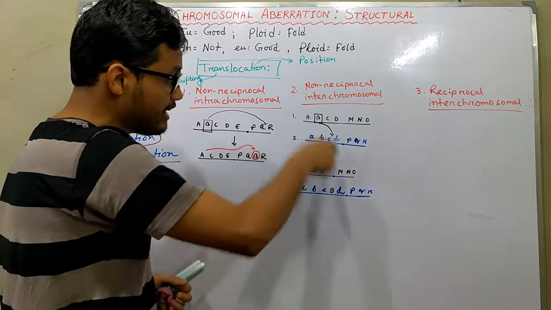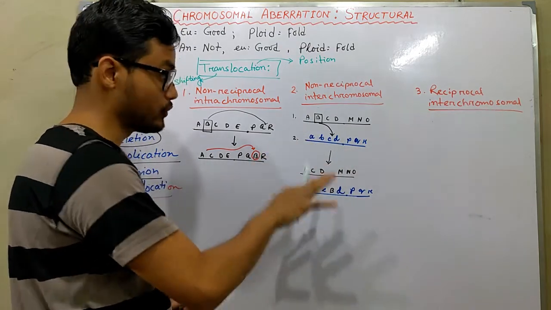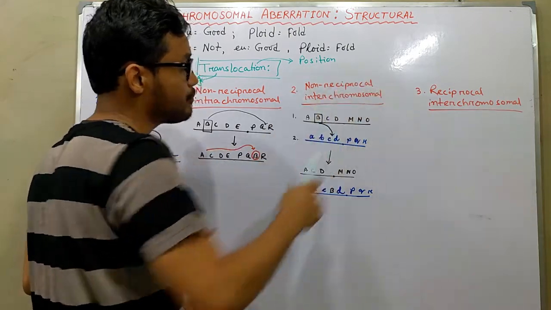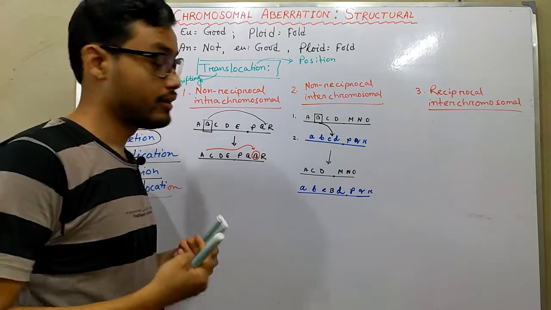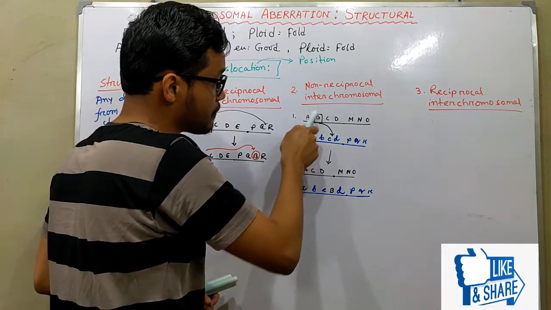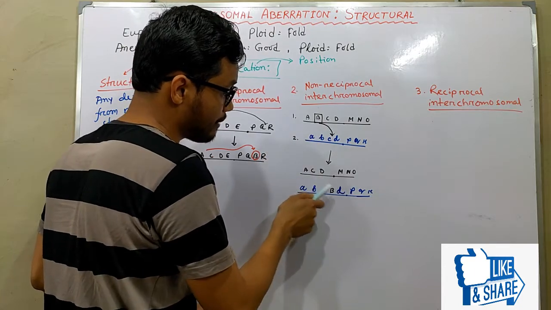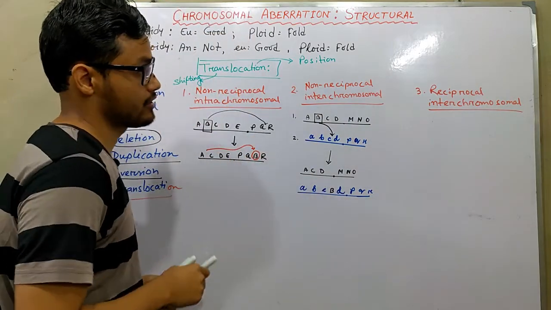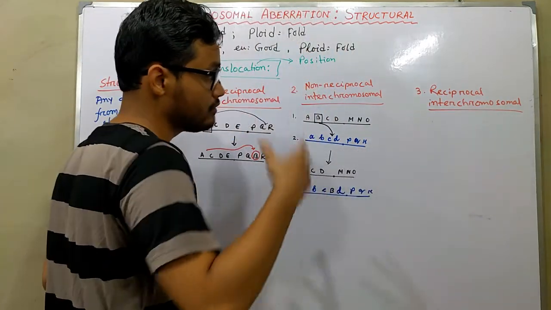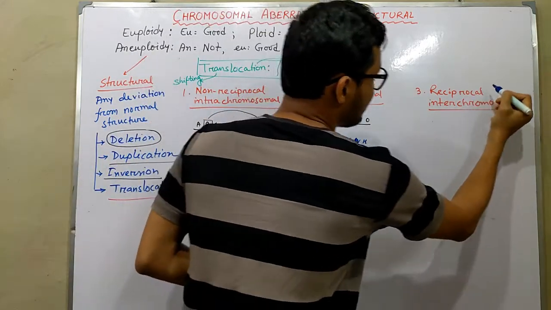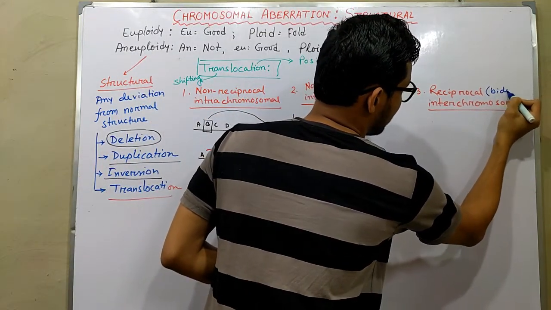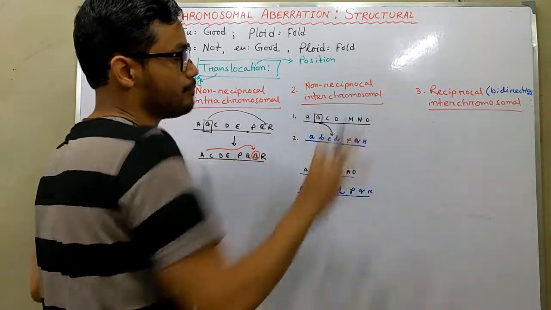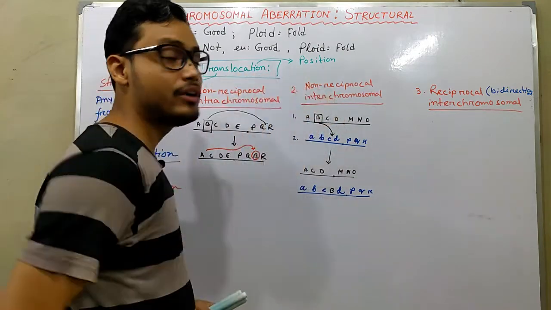So here there is involvement of two different chromosomes, and as I said earlier, non-reciprocal means it only gives, not takes. So the B segment is shifted from chromosome 1 to chromosome 2. So this is about non-reciprocal interchromosomal translocation. Let's talk about reciprocal interchromosomal translocation. Reciprocal means bidirectional, but non-reciprocal means unidirectional.